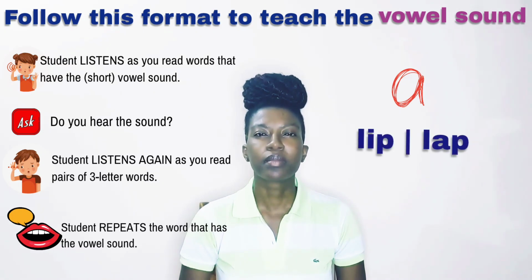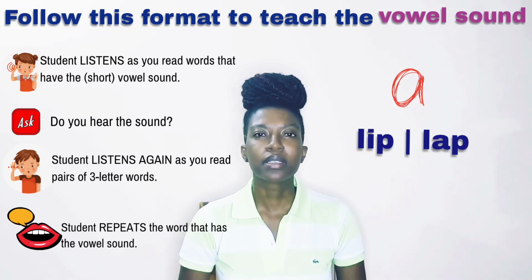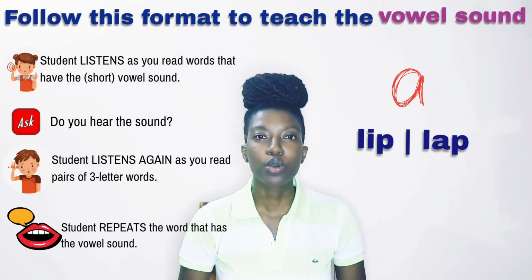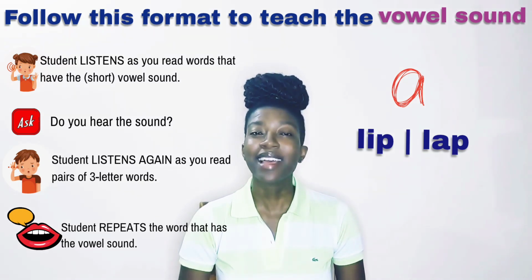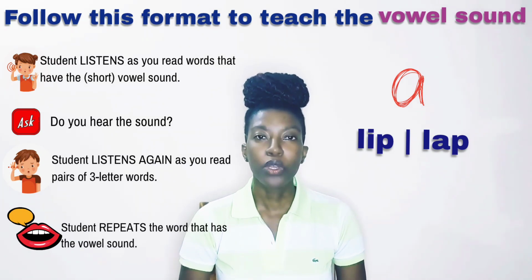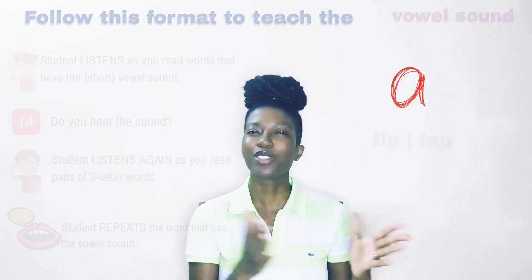Lip, lap. Repeat the word that has the A apple sound. Lip, lap. And they should tell you lap. Again, if they say lip, you say listen again. Lip, lap. Which word has the A sound? Lip, lap, and so on. I don't want to draw it out too much. I think you get the point. This is for the A.